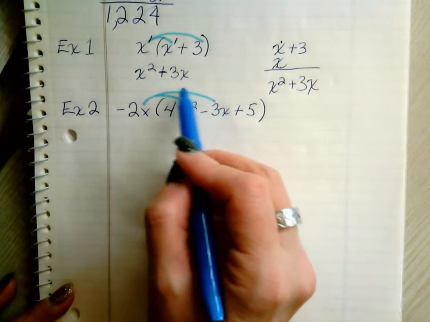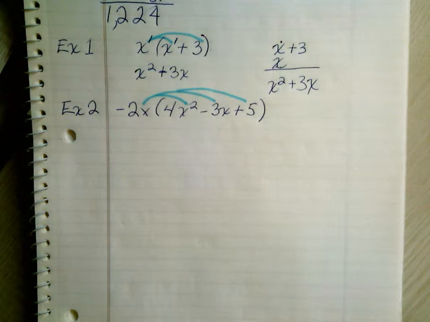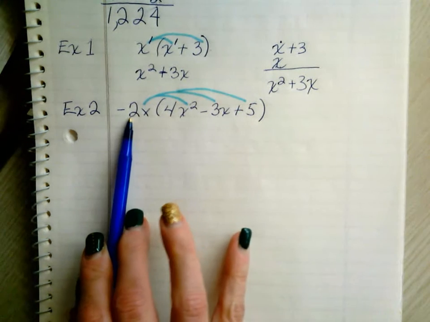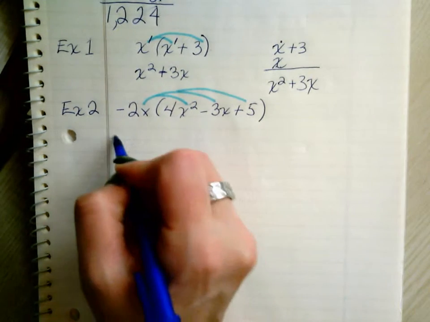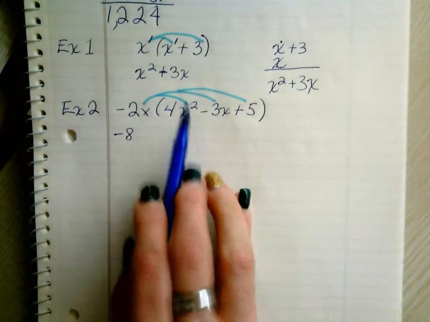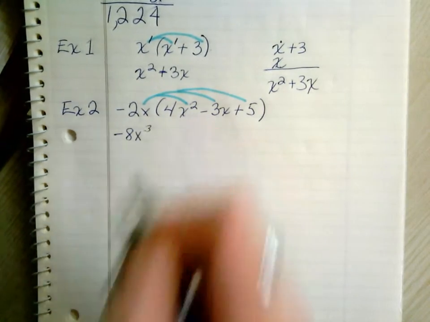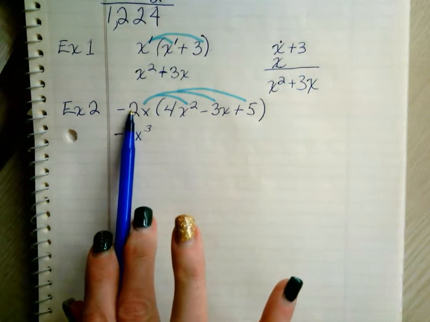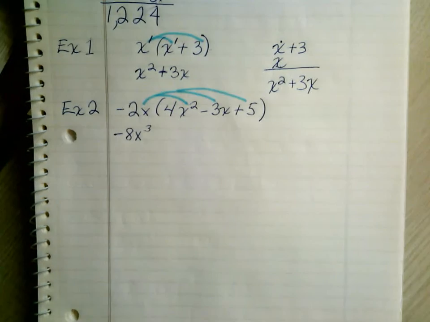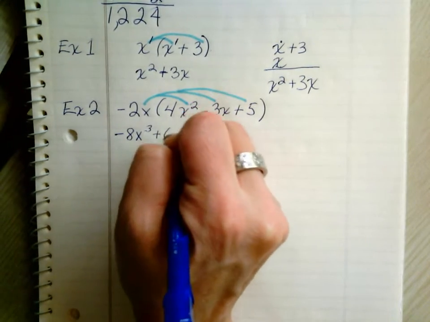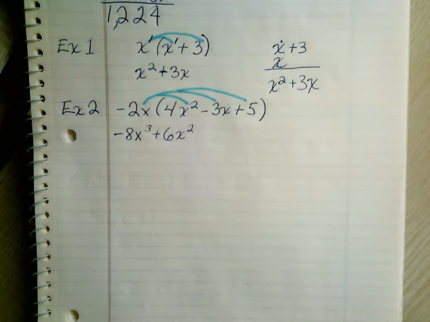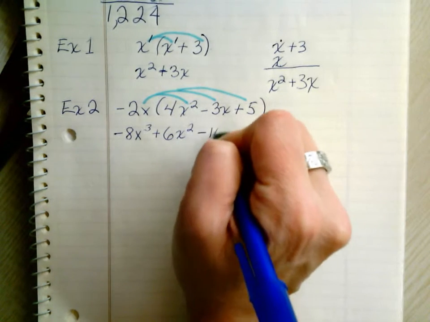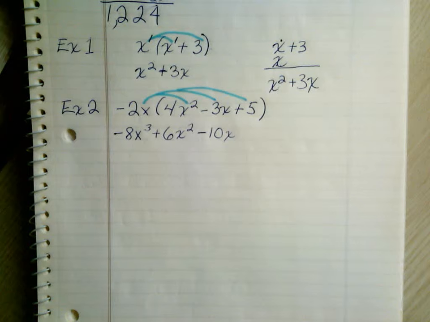Negative 2x is going to get multiplied by each of these 3 things to make sure that you have the correct answer. A negative 2x by a positive 4x squared is negative 8x cubed. You guys see how I came up with that? Negative 2x by negative 3x. Negative times a negative is a positive 6x squared. The last piece, negative 2x by 5, a negative by a positive is a negative. And your answer should look something like that.